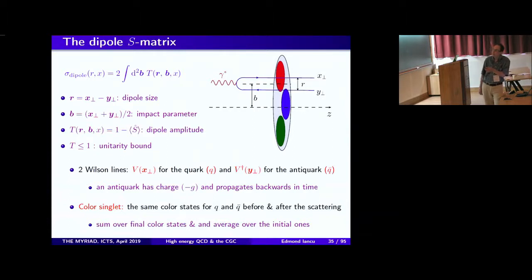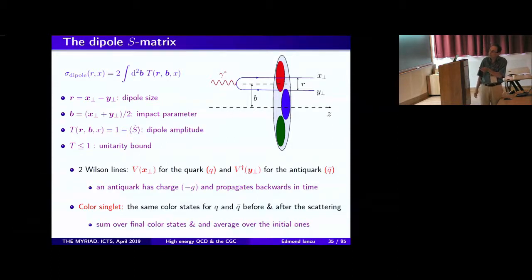And it tells us the impact parameter of the dipole with respect to the nucleus. Does the dipole hit the nucleus at the center or towards the periphery? Where r is telling us the dipole size. So r is telling us the resolution of the dipole in the transverse plane, while b is giving us the position of the dipole in the transverse plane. Often one can neglect the b dependence. One can say, okay, the dipole hits a big nucleus, and if r is much smaller than the nuclear radius, and the dipole hits the nucleus somewhere towards the center, then there is no b dependence, because towards the center, the nucleus is quasi-homogeneous. And I will often do this approximation.